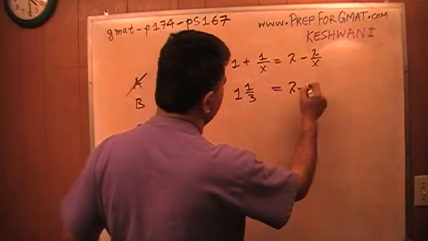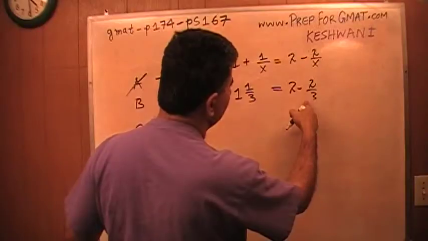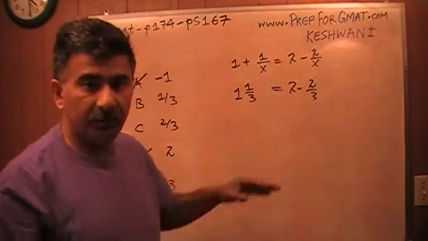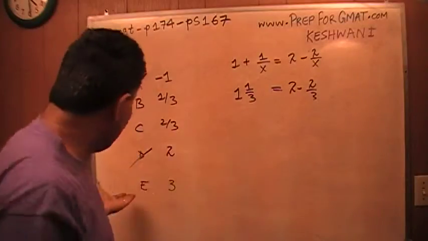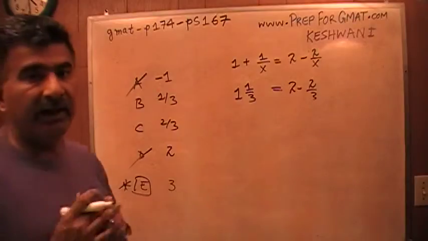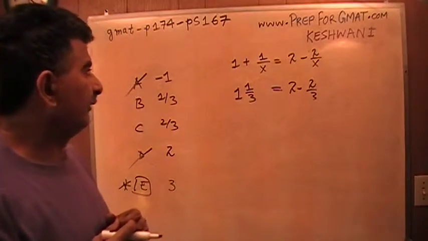And here I end up with 2 minus 2/3. Well, 2 minus 2/3 is 1 and 1/3. If you take away 2/3 from 2, you end up with 1 and 1/3. That's it. It works. We're done. The answer is E. That's all I did when I was solving it myself for the very first time.